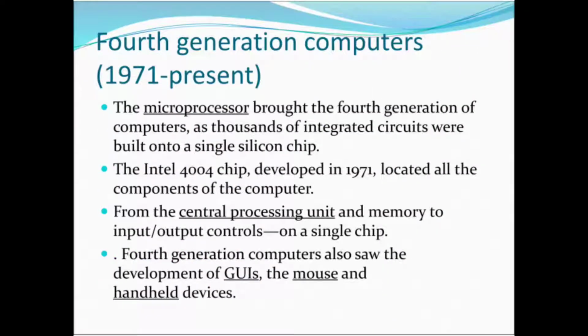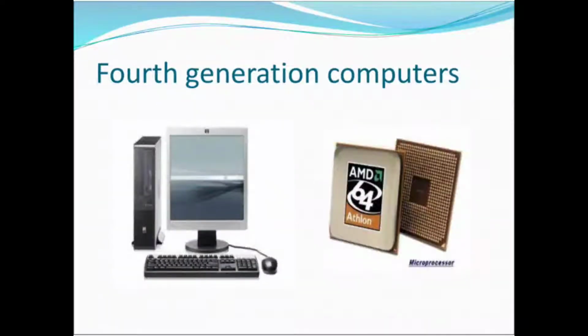Now fourth generation computers. The time period is from 1971 to present. The microprocessor brought the fourth generation of computers, as thousands of integrated circuits were built onto a single silicon chip. The Intel 4004 chip, developed in 1971, located all the components of the computer, from the central processing unit and memory to input-output controls, on a single chip. Fourth generation computers also saw the development of GUIs, the mouse and handheld devices. Star 1000 and Cray XMP are examples of fourth generation computers.